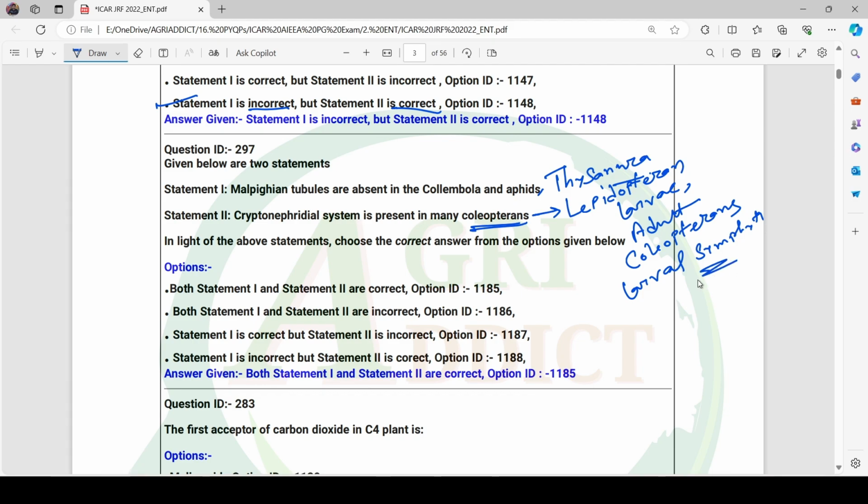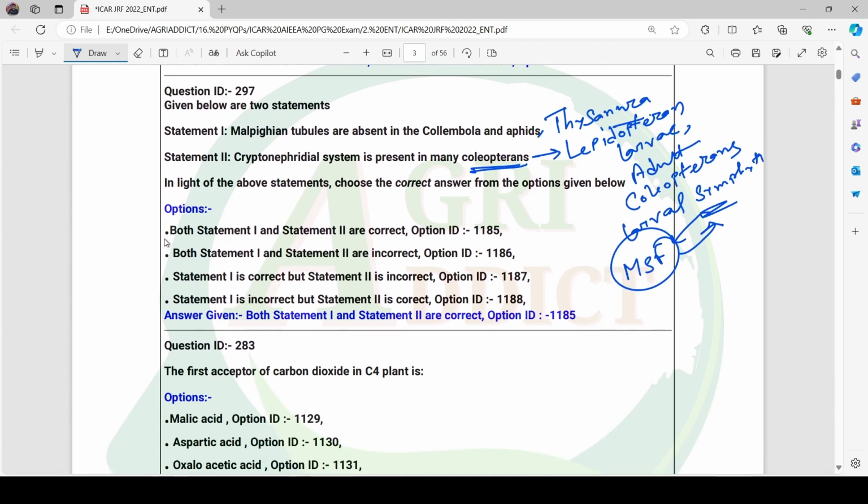Symphyta and Apocrita are two suborders of the order Hymenoptera, and within Symphyta the family Tenthredinidae is the family of mustard sawfly. So the larva of mustard sawfly also shows the cryptonephridial system, that is very important for saving water in drier conditions. So here both these statements are correct.